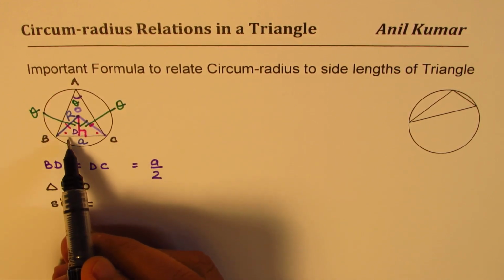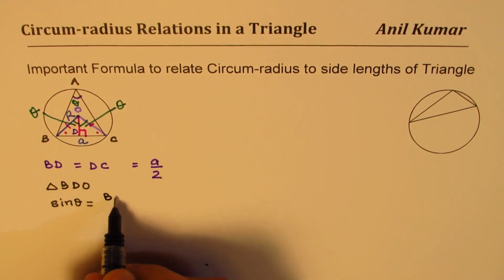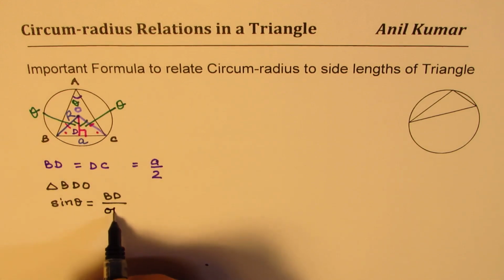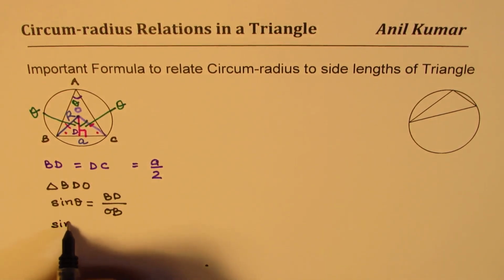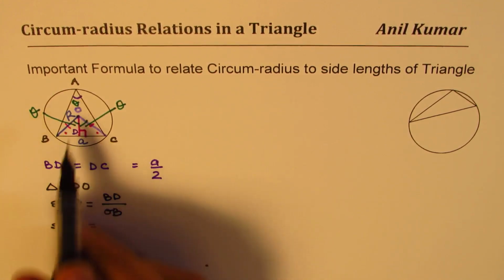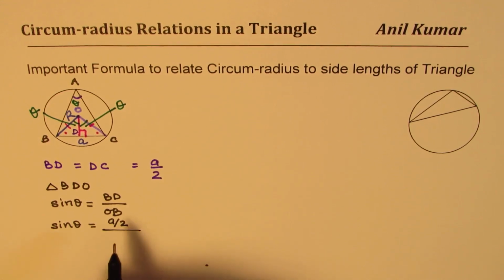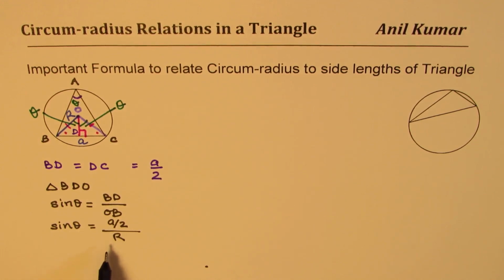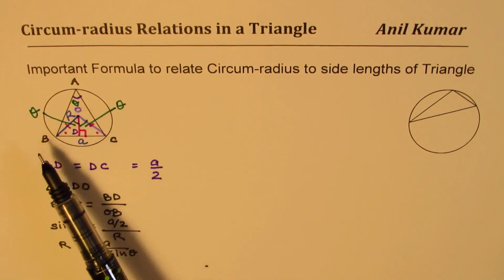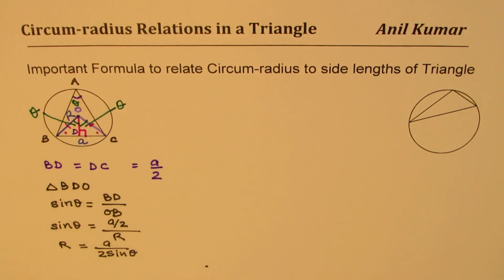Well, sine theta is opposite side over hypotenuse. The opposite side is BD, and the hypotenuse is OB. So from here, you can see that sine theta is basically equal to BD, which is half times A, and OB is our capital R, the circumradius, right? So from here, we get a relation between circumradius and the side length, correct? So if I cross multiply, I get radius is equal to A by 2 sine theta, correct? So that becomes a relation between the radius, the side, and the angle opposite, like a sine law, right?